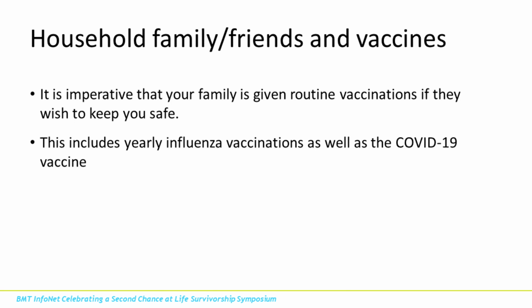So a big problem that we're seeing recently is getting family members vaccinated. During the COVID pandemic, it was very difficult because people had to isolate. We had to make sure we got vaccines to everyone. So it is imperative that your family is given routine vaccinations if they want to keep you safe. We call it cocooning the patient, keeping the patient safe, especially in that first year. It is very important during COVID pandemics especially, we want to make sure that this is done. COVID is very contagious.